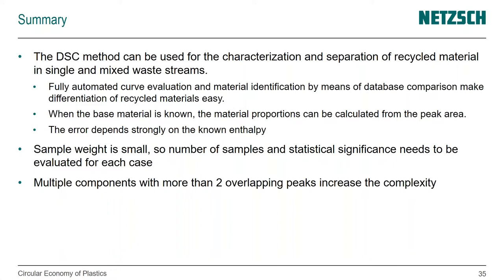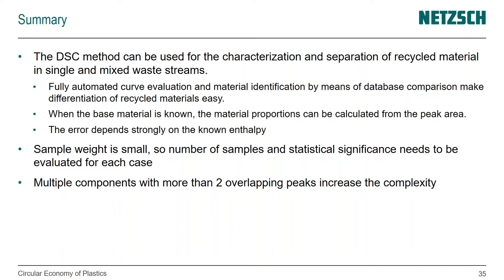When the base material is known, or the properties are known, like the enthalpy, the material proportions can be calculated, but the error depends strongly on the known enthalpy. There are a couple of caveats. The sample weight that we're using is small. With an auto sampler, you can cover that and still get a lot of measurements done overnight. But the number of samples and statistical significance for your case, if you work with a big bale or if you work in research, those are very different cases. Maybe your questions will give me an idea of what you're most interested in. That needs to be evaluated for each case.